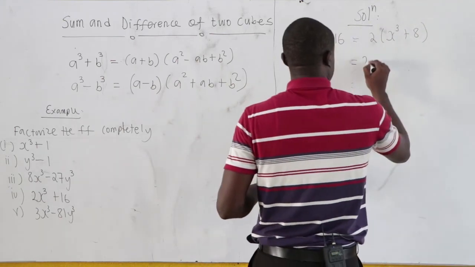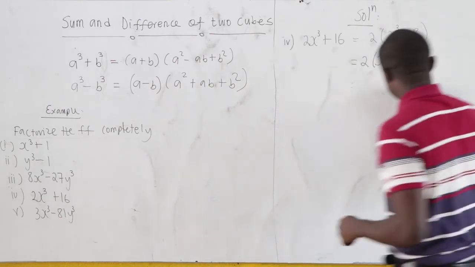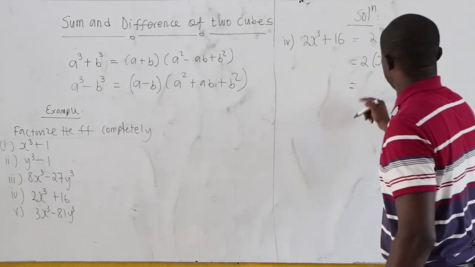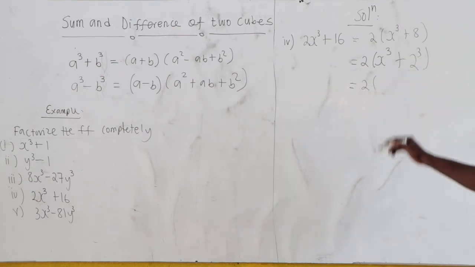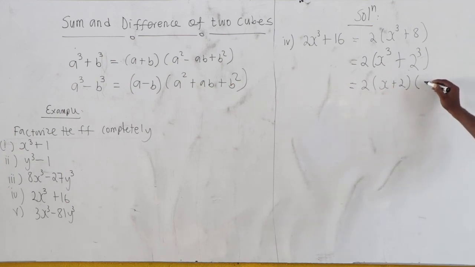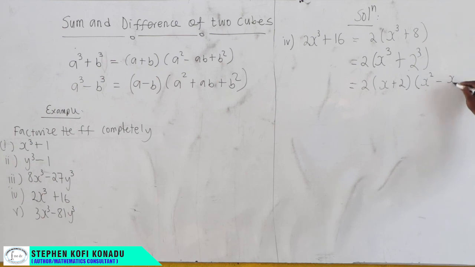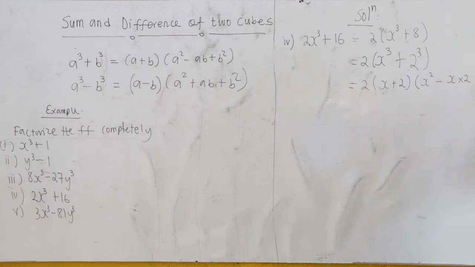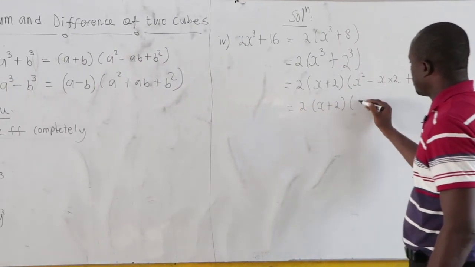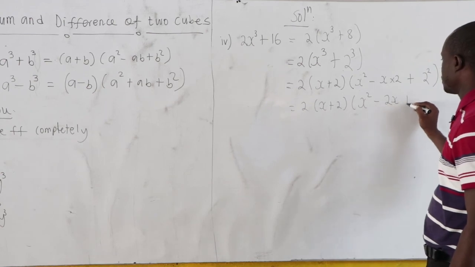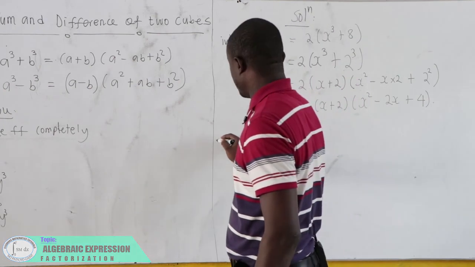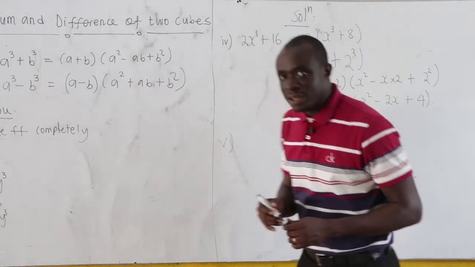Now 8, we can change our 8. Now 2 to the power 3 is the same as 8. Now from here, factorizing this, that would be what? (x plus 2). And then we have x squared minus, we have a times b, plus b squared. And here we have our 2 here, (x plus 2). And this is just x squared minus 2x plus 4. Very, very easy. Now let's see the fifth one, the very last example.